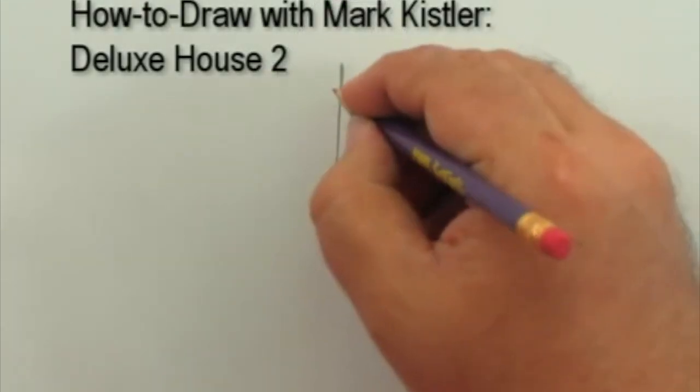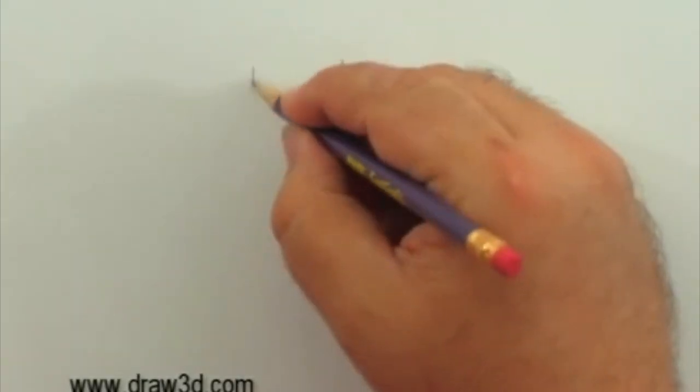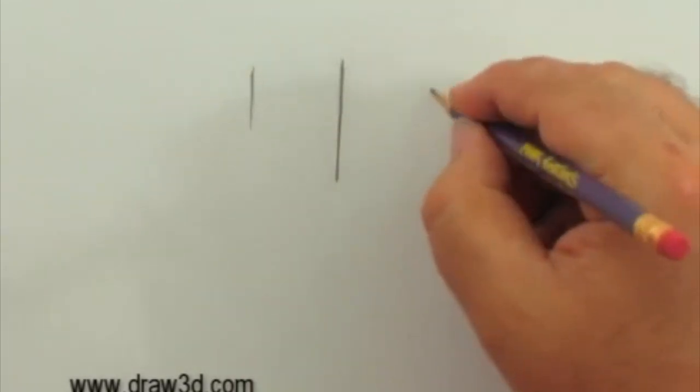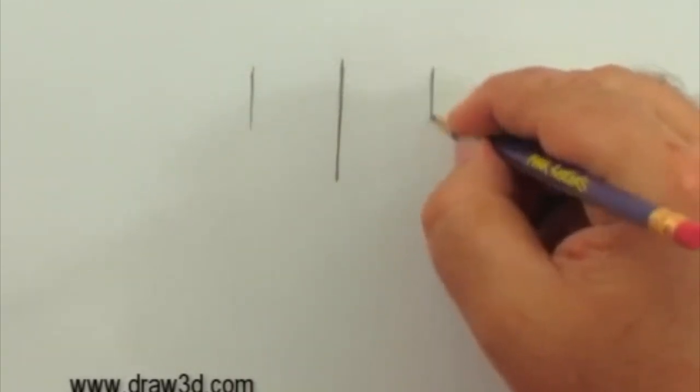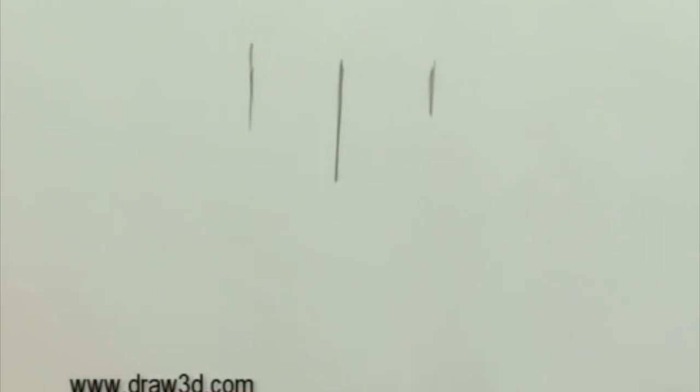Now you can see I start with one vertical line here in the middle. We're going to start with this deluxe house number 2. Now for this one, let's put the 3 lines. Let's start with that simple house, but we're going to go crazy with the roofs. Wait till you see all these roofs.